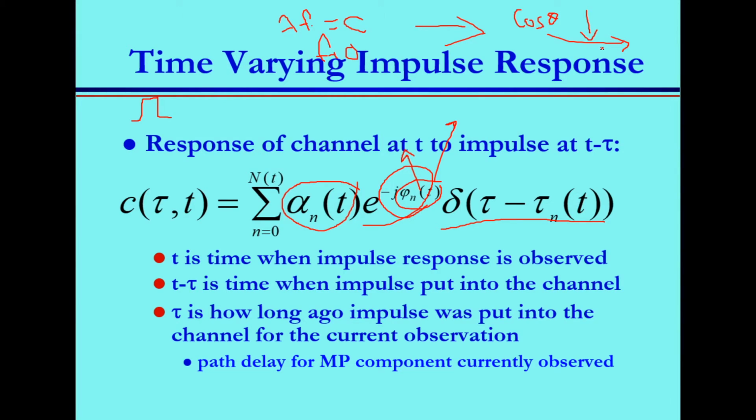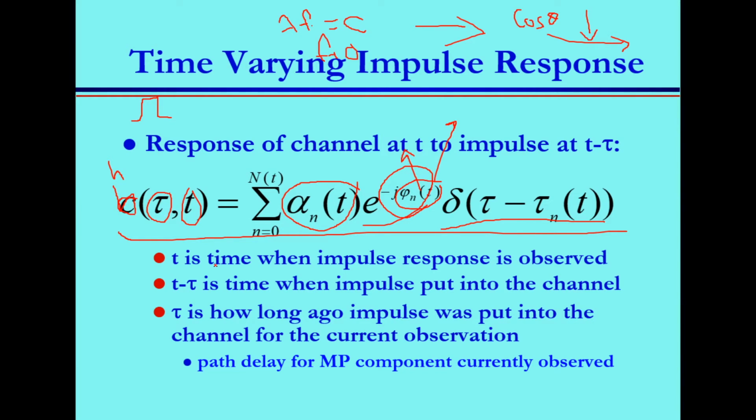But the point that I want to emphasize here is that you understand the response here, you understand its meaning. H, you can call it H or C, channel. We either represent it by C, the first letter of channel, or H, the second letter of it. So this is tau, and this is time. This is shift, and this is continuous time. T is the time when the impulse response is observed.